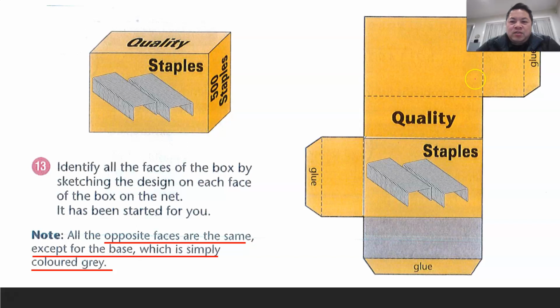So I've done one part for you already. You've got to decide what is going to happen here. And of course, this is the base that they were talking about. The base is gray in color, so you do not need to put anything here. So now you just have to decide what is to be placed here, what to be placed here, and also what to be placed here. So make a decision on that.